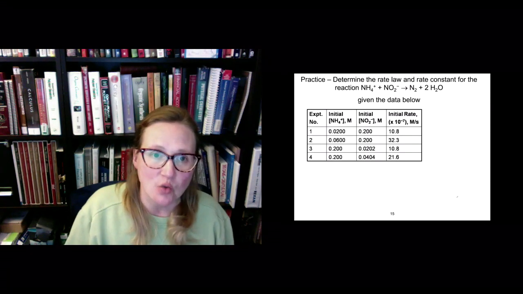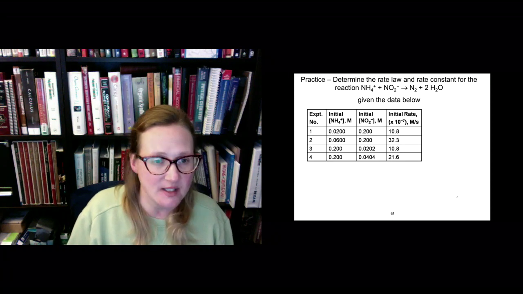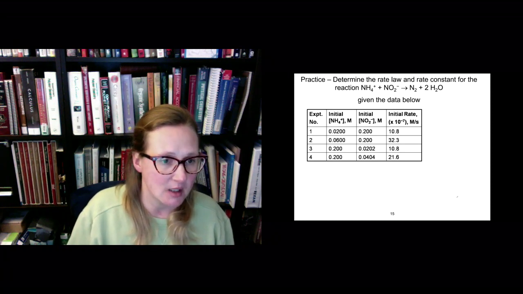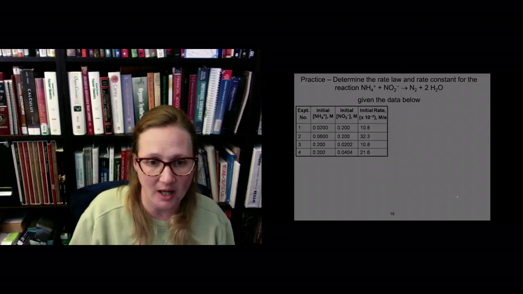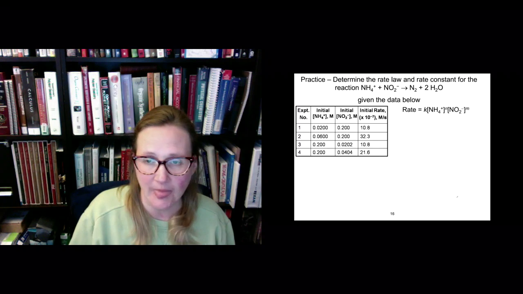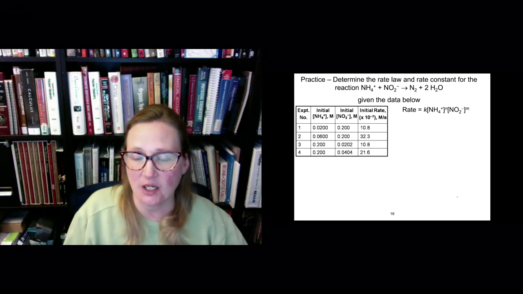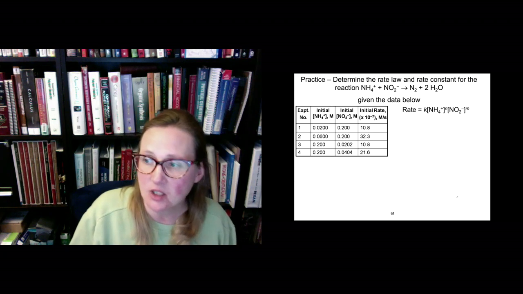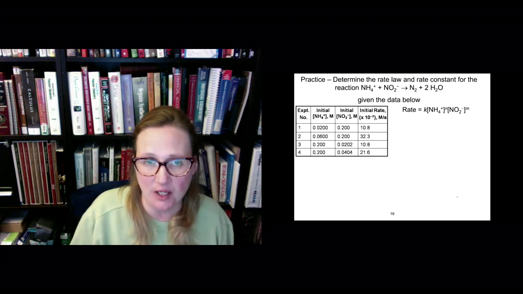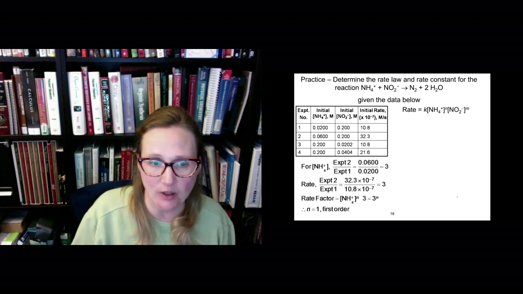All right, so let's do one more here. So we're given this data. We have four experiments, and we have 2 reactants that we need to look at. Okay, so we can formulate an initial rate law where we raise the concentration of ammonium to the n power and the concentration of nitrite to the m power.